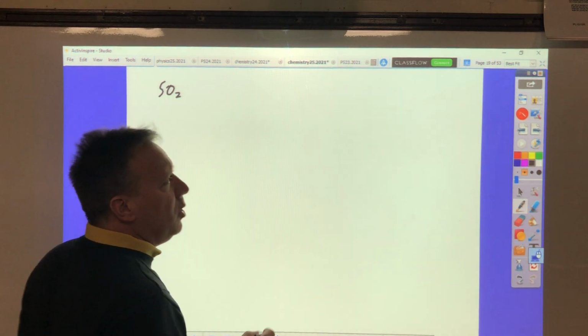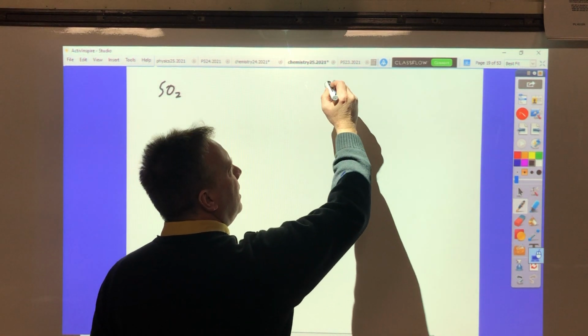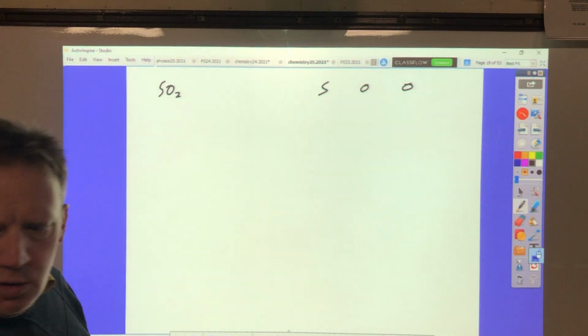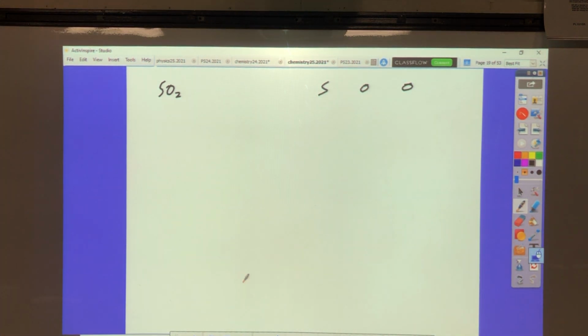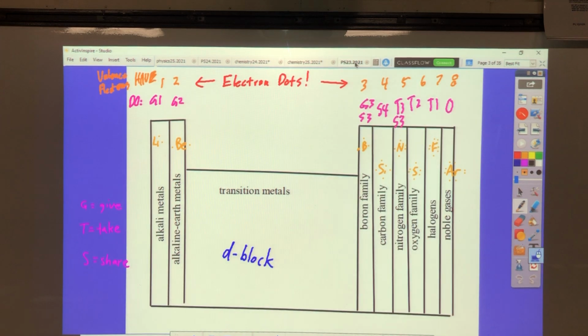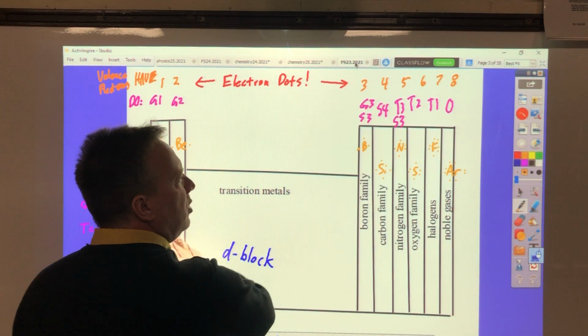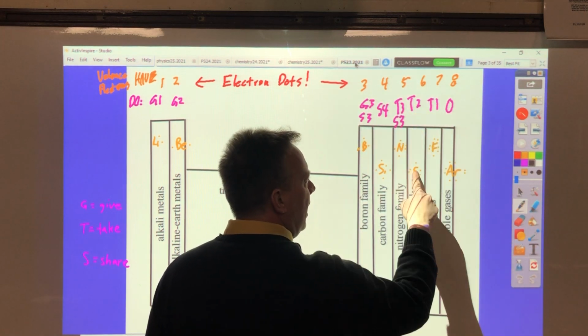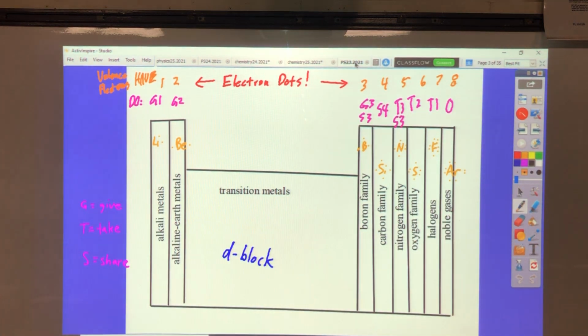Okay, how do you do that? Well, first you've got to list every atom that's there: a sulfur and an oxygen and an oxygen. Then you need to put the electron dots in from here. Sulfur's over here, has 6. Oxygen's over here, has 6. Oxygen's right above sulfur.